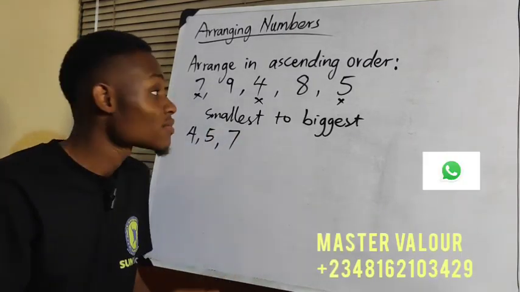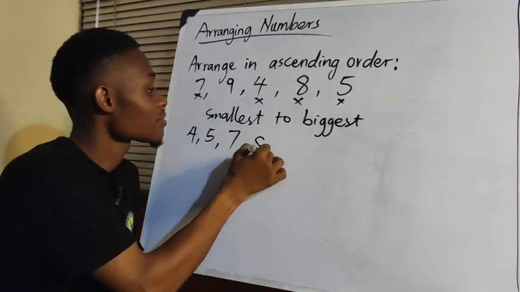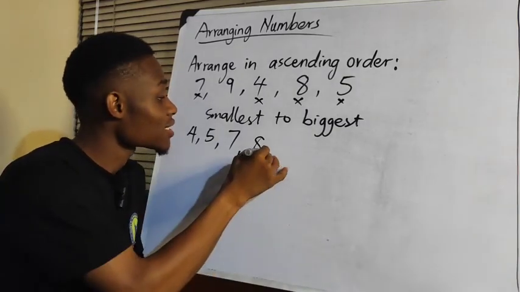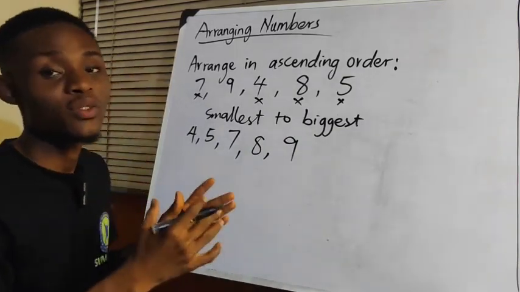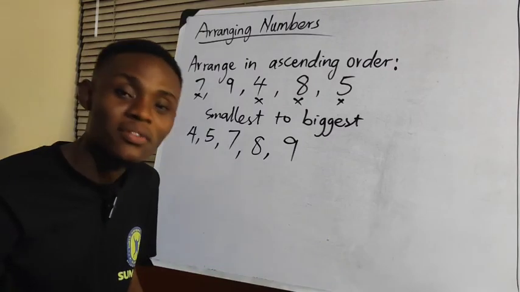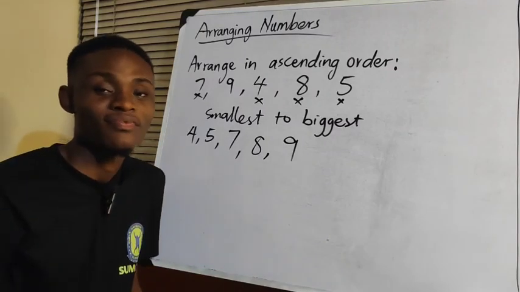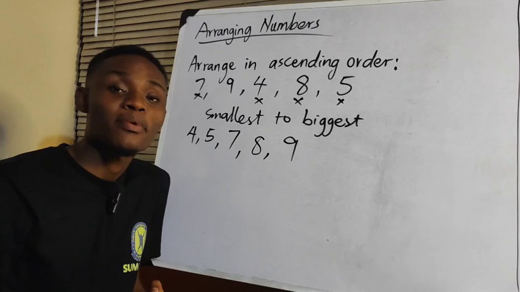What's coming after 7? 8. Okay. And what's coming after 8? 9. So that is from the smallest to the biggest. Well done. Clap for yourself. Let's go to the next example.